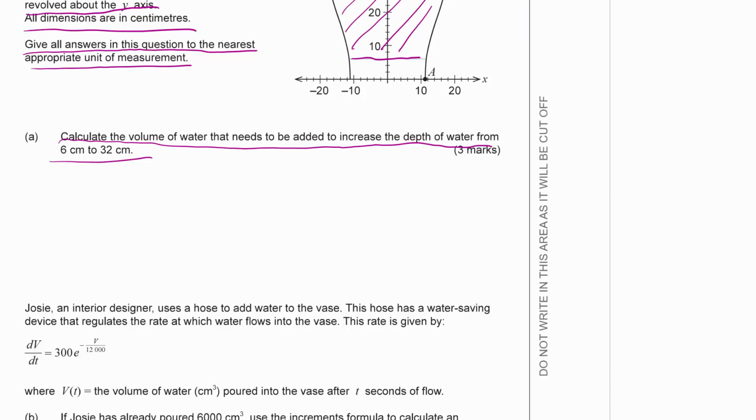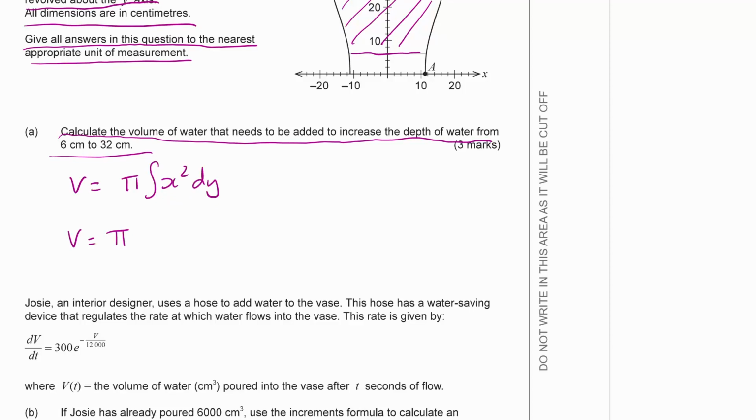So it's a volume of revolution about the y-axis. So V is going to be pi times the integral of x squared dy. Let's fill in what we know. That's going to be pi times the integral from 6 to 32 of (15 minus 4 cos(pi y over 40)) squared dy. And we're just going to do that on the ClassPad.